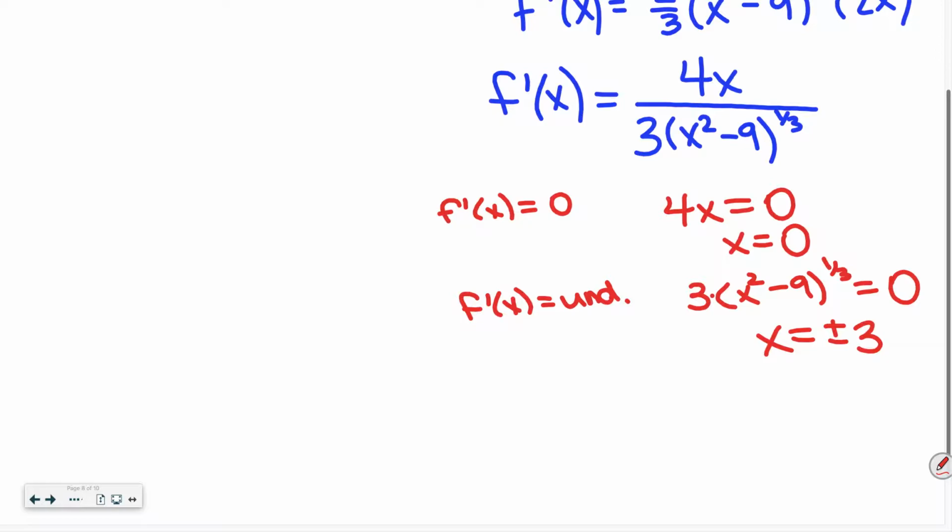Do you want me to do some algebra? Okay, so divide by 3. X squared minus 9 to the 1/3 equals 0. Cube both sides. X squared minus 9 equals 0. Oh, okay. Yeah. I was just confused about the power. Keep going.